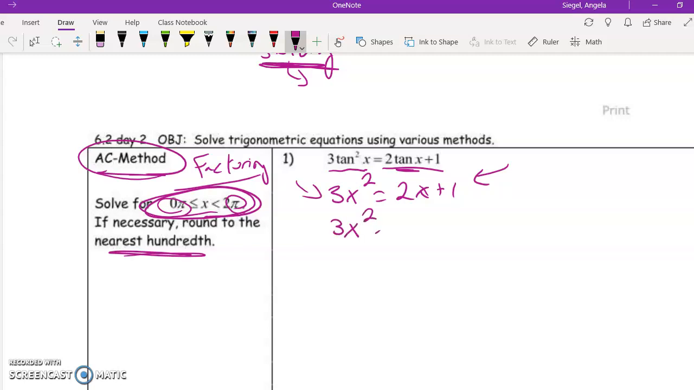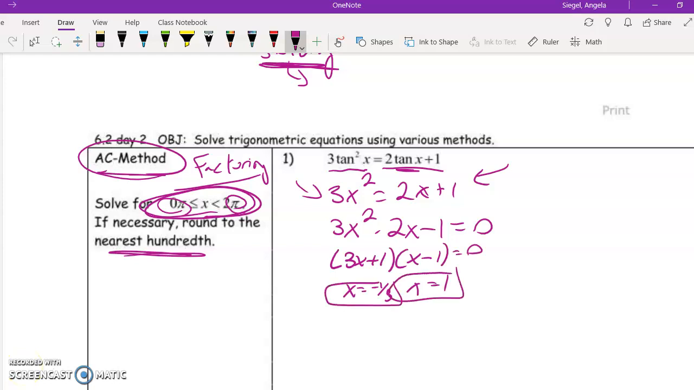So I'm just going to move everything over and set it equal to 0. So I have 3x squared minus 2x minus 1. Go ahead and solve for that. Okay, so you should have gotten x equals negative 1/3 and x equals 1. So we're going to go ahead and substitute that tangent back in. I'm going to say that tangent of x equals negative 1/3 and tangent of x equals 1.